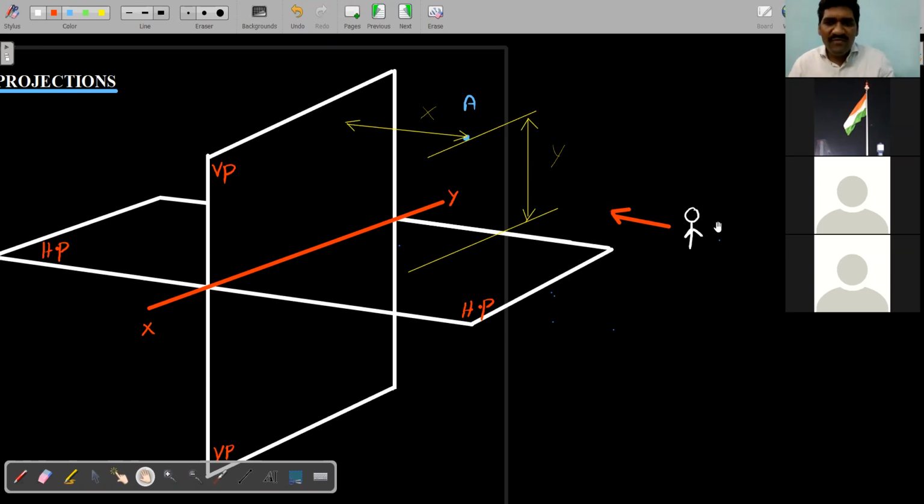Now tell me, all of you, if this is the position, which distance is visible, either x or y? Y distance is visible, sir. Y is visible, but what about x?